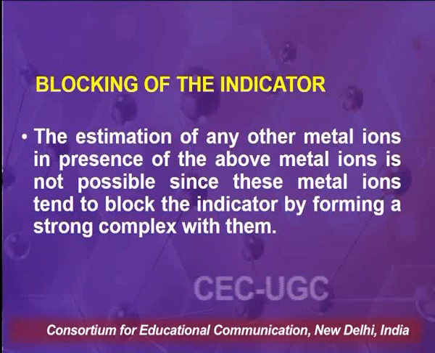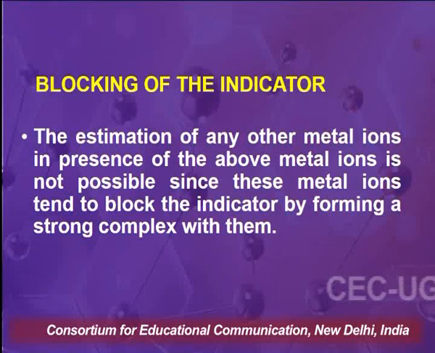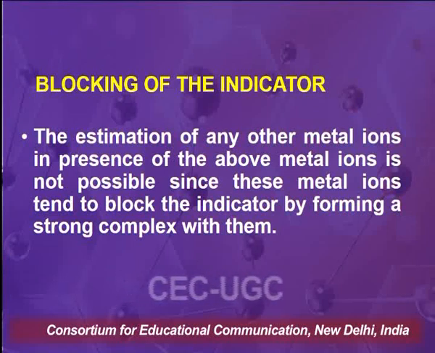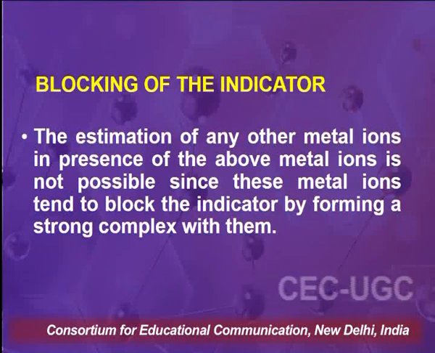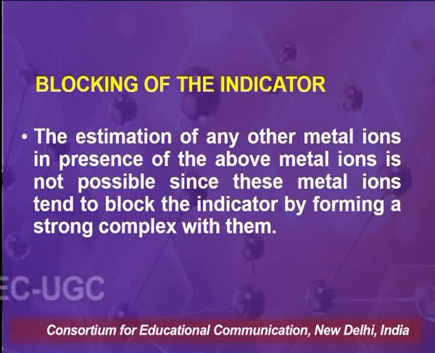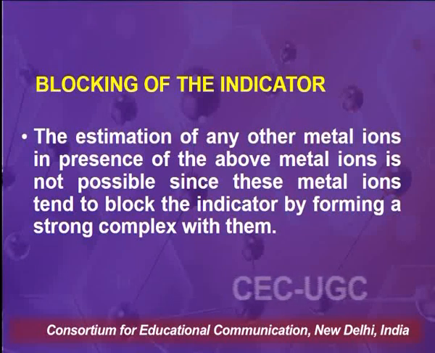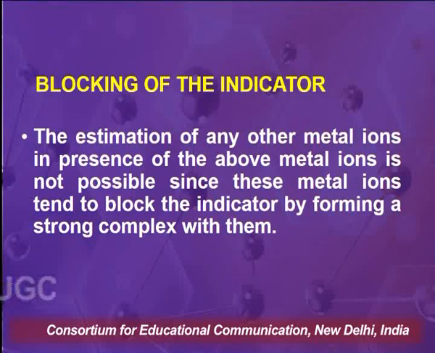So, along with aluminium, if another metal ion is present, say calcium, that metal ion will not be determined by EDTA titration, because the indicator EBT will form such a strong complex with aluminium that no indicator will be left free to form a complex with calcium. Hence, calcium will not be estimated in the presence of aluminium using EBT as the indicator.